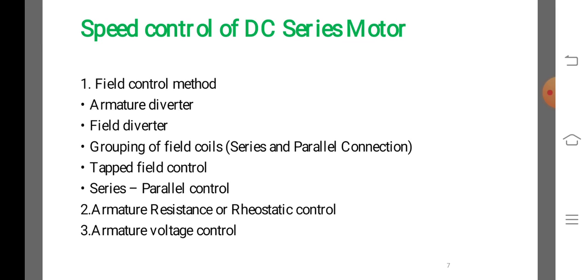In field control, the most common method, speed can be varied above the rated or base speed of the motor. The speed is inversely proportional to the field current. In this method of speed control, the back EMF is kept constant and the field current is varied, so the flux can be varied and hence the speed can be varied.